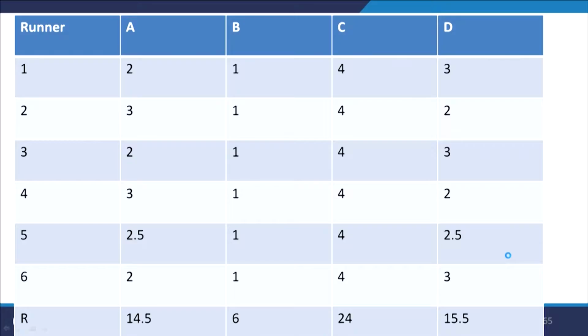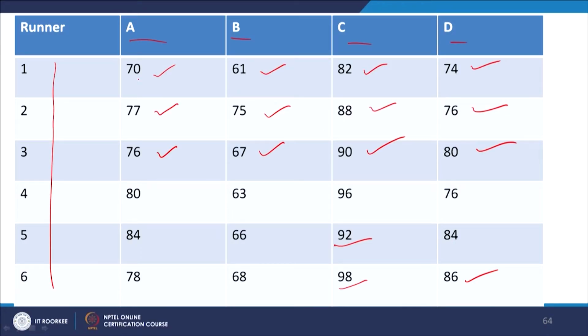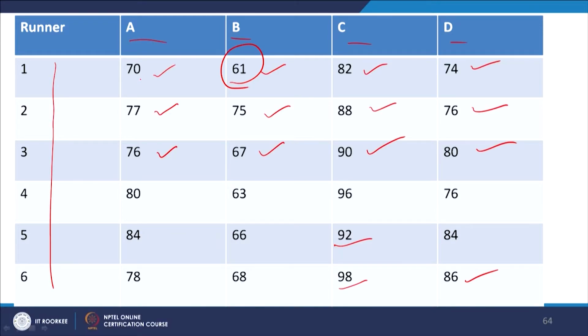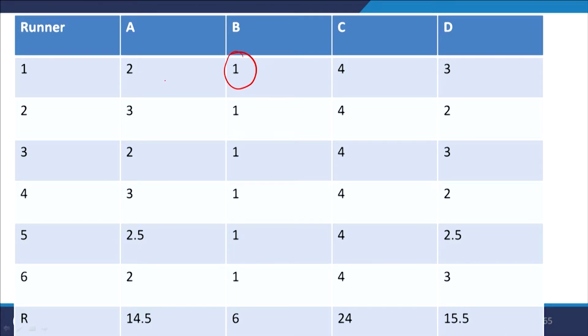Okay. Now, what we have done is we have tried to make a rank. Now, let us see what the rank is. In this first row, just look at the first row, which is the lowest value? The lowest value is 61, right. So, 61 gets rank 1, rank 2 is 70, rank 3 is 74, and rank 4 is C. So, 1, 2, 3, 4.